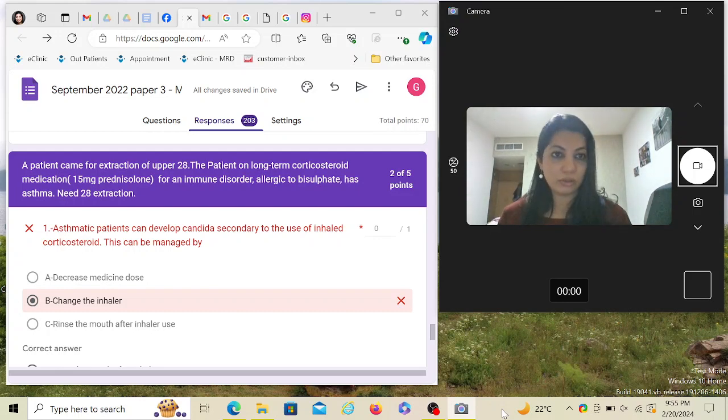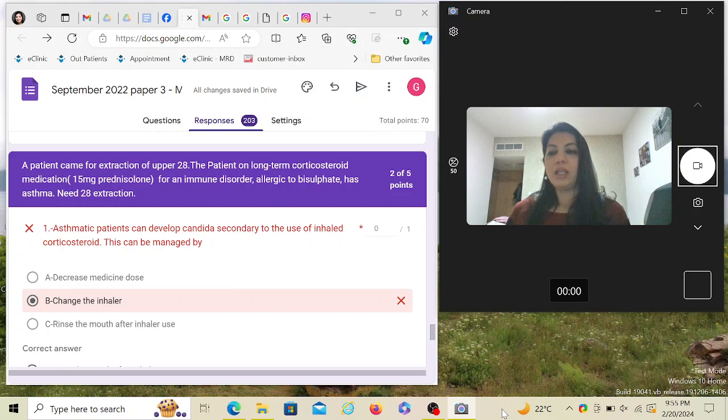Now there's an immune disorder also. They haven't mentioned which one. Allergic to bisulfate. Okay. So there's a preservative in local anesthesia which can be a bisulfate. But anyways, they have given this information. Let's see if the sub question is asking it or not.